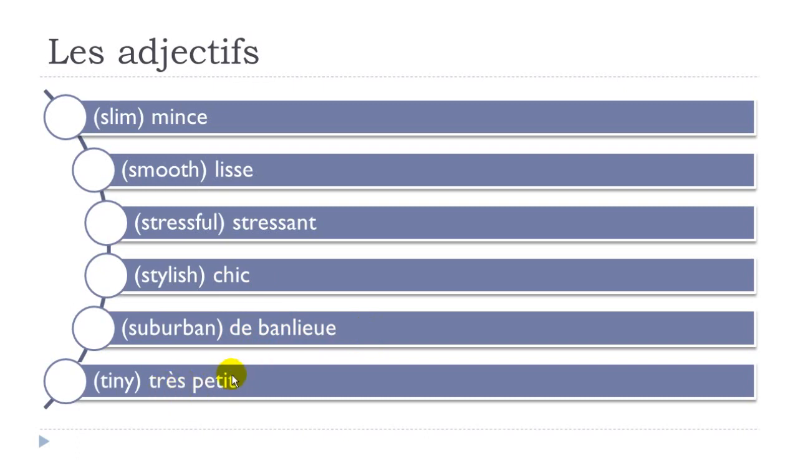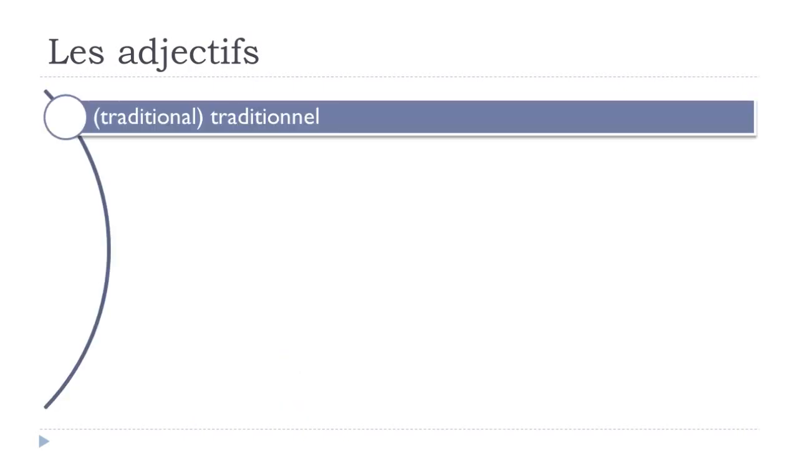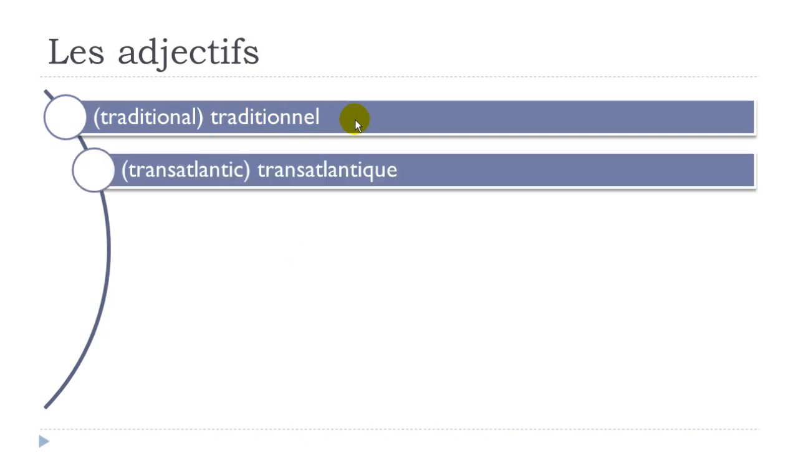Très petit. Final T not pronounced. And then E is pronounced like a E. Petit. Très petit. Here, final S doesn't exist. It's not pronounced. Très petit. Traditionnel. Okay, so you get double N here. Traditionnel. Onel. Traditionnel.